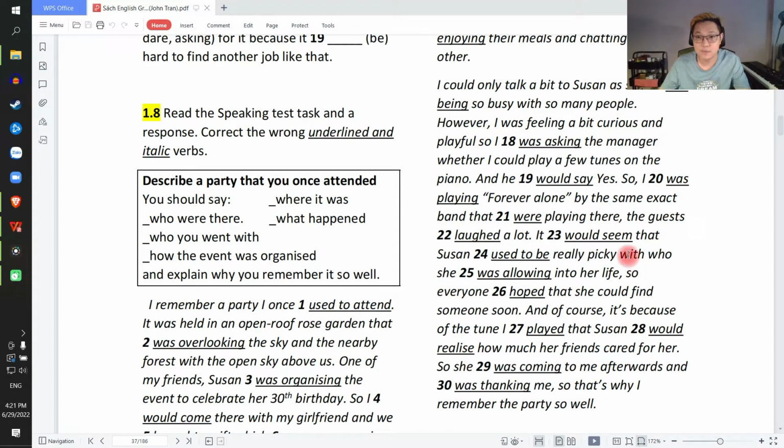Okay, now let's come to part 1.8. You need to read the speaking test task and a response. So basically, this is just a sample response. There are many ways to answer speaking or writing tests, of course. And you have to correct the wrong underlined and italic verbs.